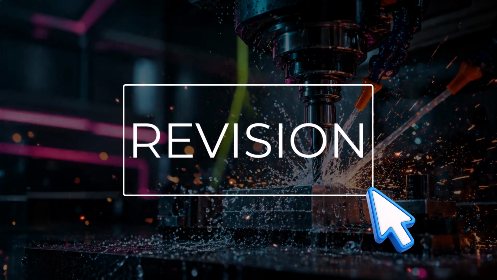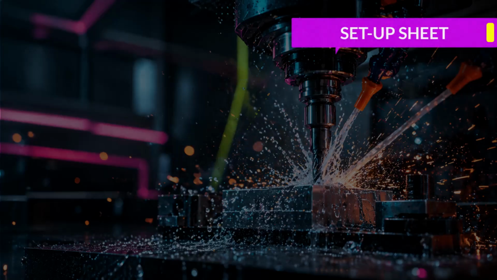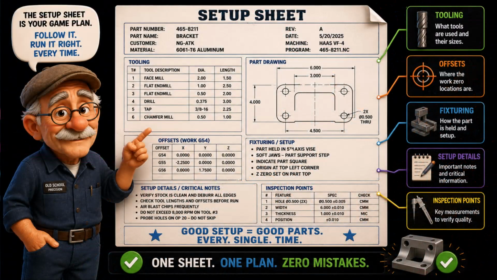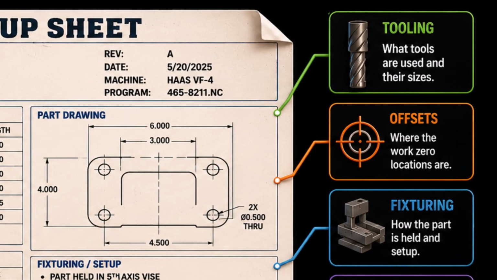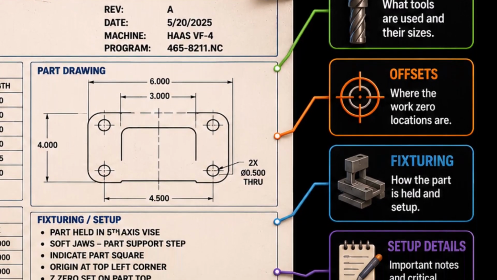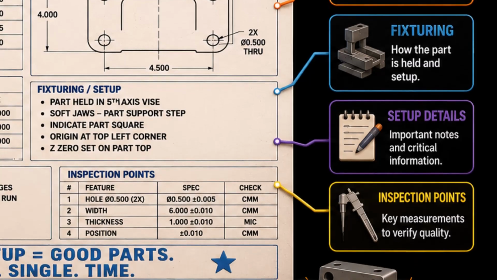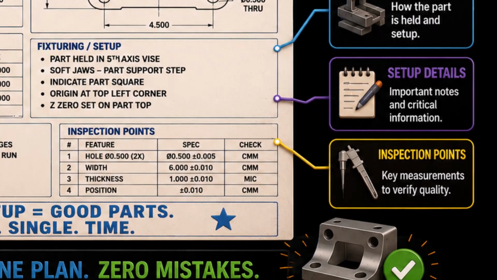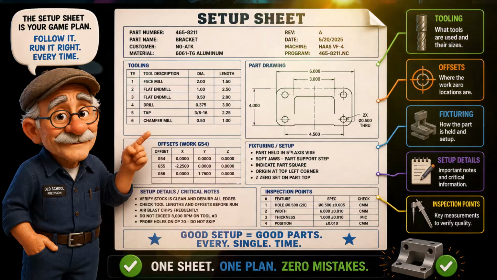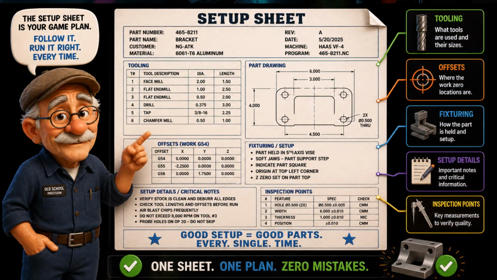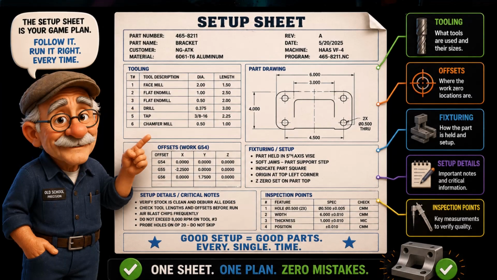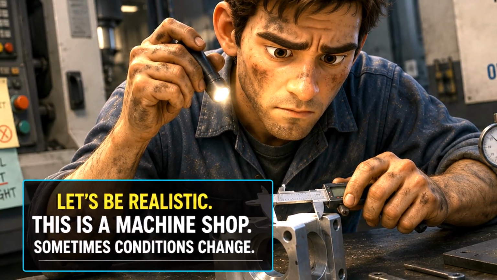Now, let's talk about one of the most important documents you'll use, the setup sheet. If you work in CNC manufacturing, this document is critical. A setup sheet explains how to run a specific part successfully. Tooling, offsets, fixturing, setup details, critical notes, inspection points, everything needed to consistently run the job correctly. The expectation is simple: run the job to the setup sheet, because that setup represents approved manufacturing knowledge and process control.